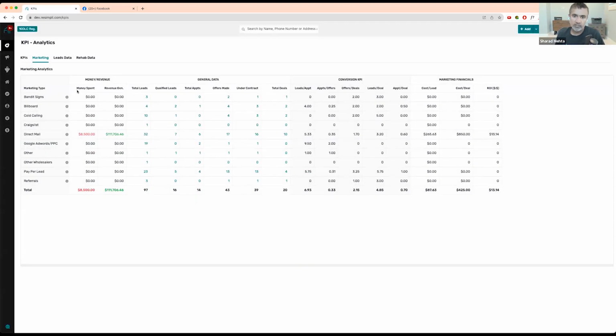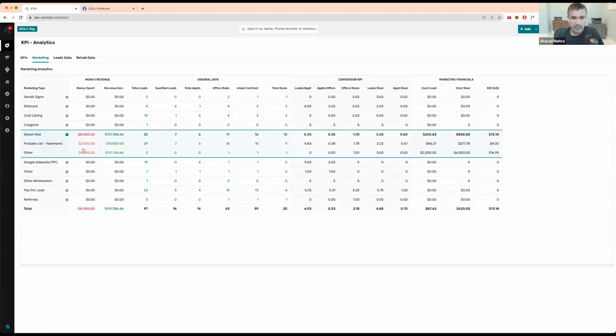It just breaks down every single campaign that you're doing in your business. So these are all the marketing types that I'm doing. I can see for direct mail, I spent $8,500 and made $111,000, but I can see it for every single campaign. So it shows me for probate list, I spent $2,500, I made $10,000. So my ROI is $4. Every dollar that I spend, I'm making $4. But if I look at the other marketing campaign, I only spent $6,000, but I made $101,000. So my ROI on that is almost $17. So that's kind of how you want to start looking at your KPIs. For every dollar that you're putting in, how much money you're making.